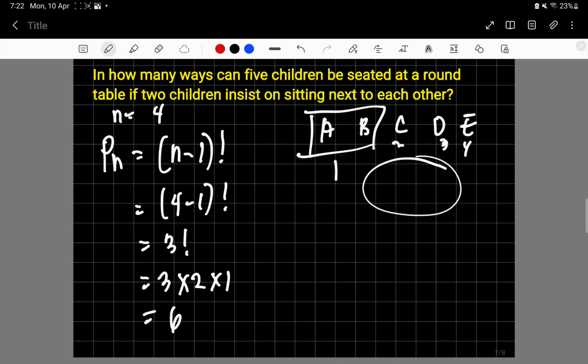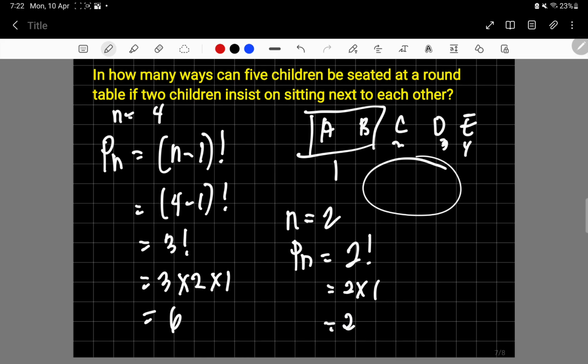We still have a missing part of the solution here. It says that 2 children insist on sitting next to each other, so we should also get the permutation of the 2 children. We have another n which is equal to 2. The permutation of 2 children will be equal to 2 factorial. We don't have to use 2 minus 1 factorial, since we are only counting the permutation of children A and B. So, that is 2 times 1, which is equal to 2.